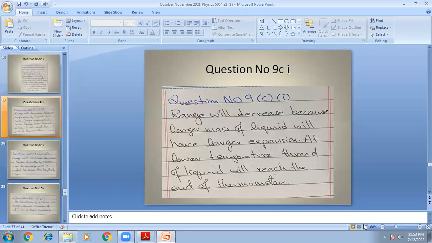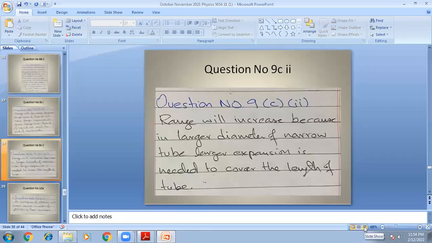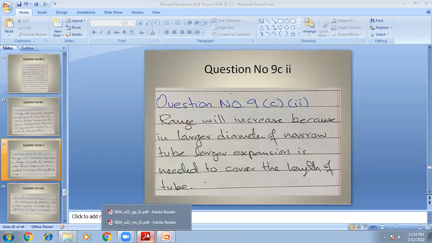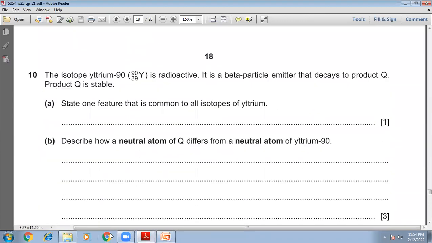Okay, so let me show you my written answer. So here we go. Range will increase because in larger diameter of narrow tube, larger expansion is needed to cover the length of the tube. So the range will increase. So that was the question number 9C, second part, and I think that this is over. So the question number 9 is completed.